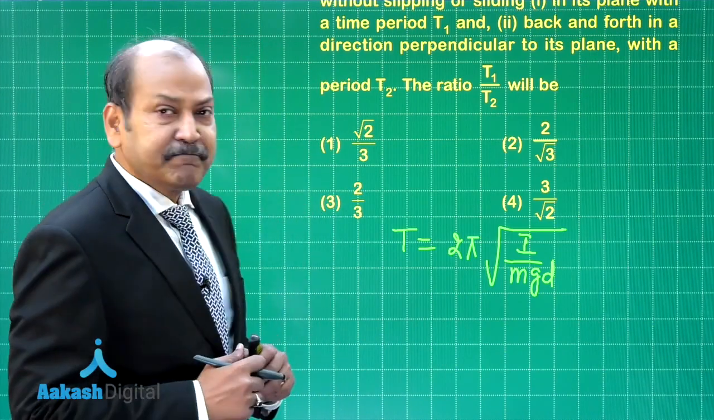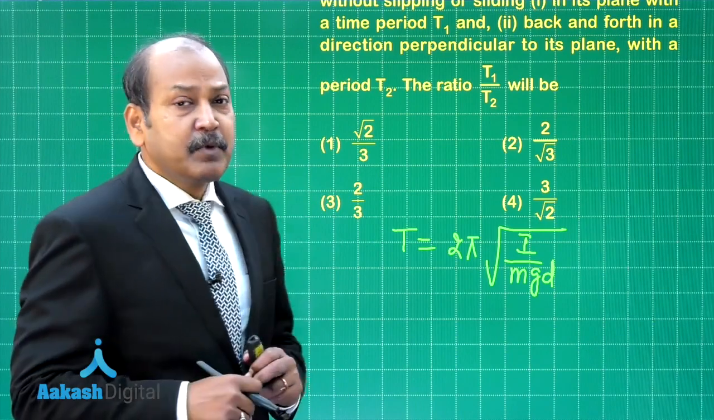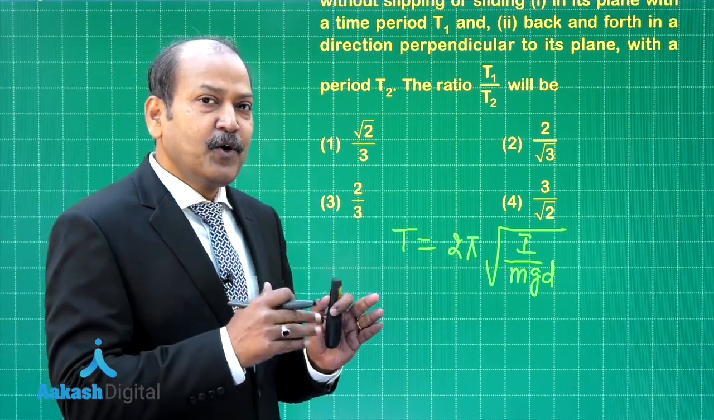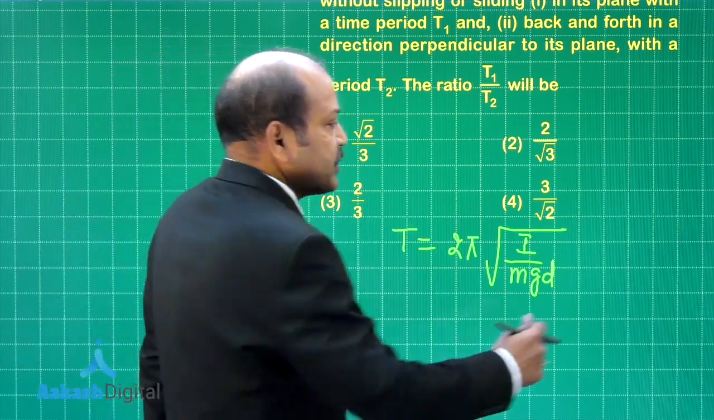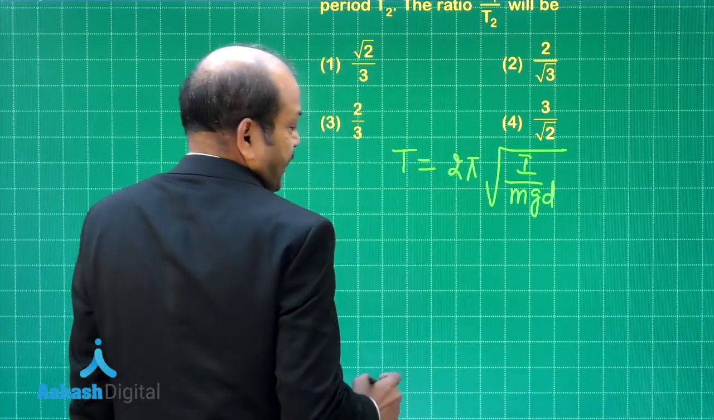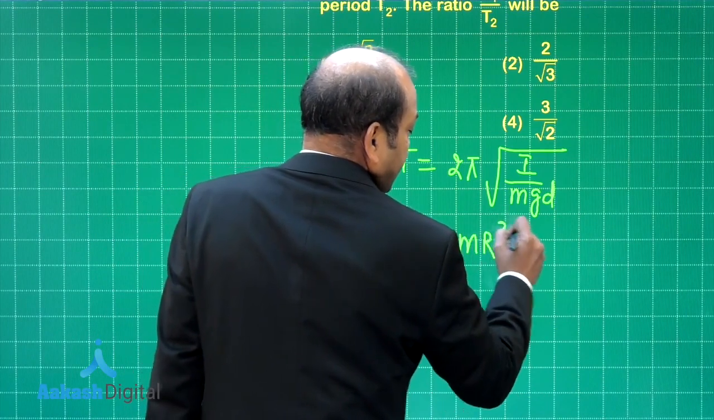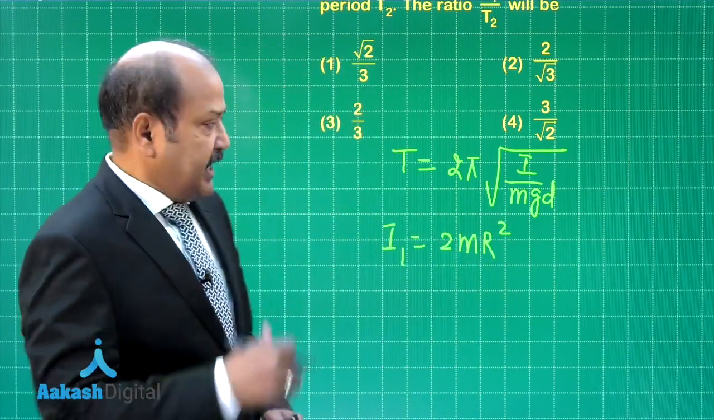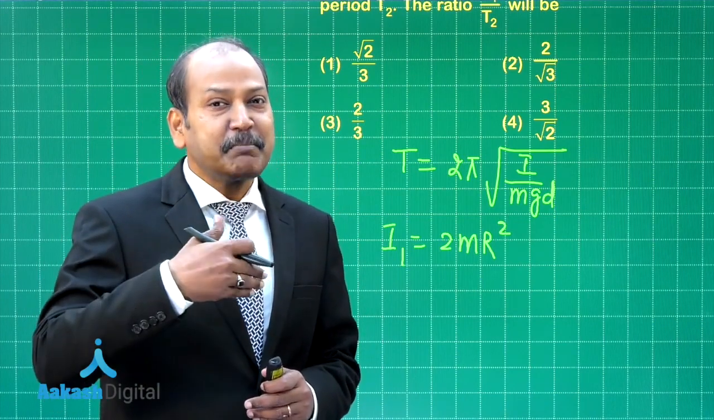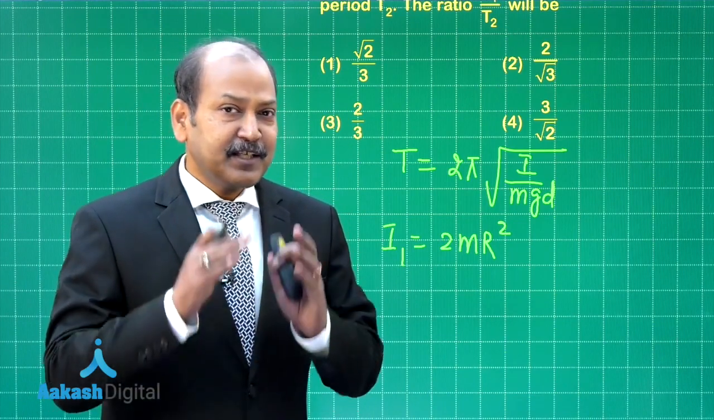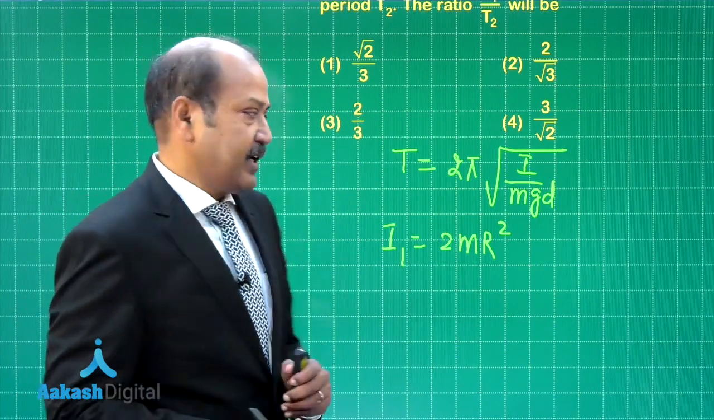So, in the first case, the ring is oscillating in its own plane, and in that case the moment of inertia is given as mr square plus mr square using the parallel axis theorem. So, in the first case the moment of inertia is 2 mr square. So, we have I1 as 2 mr square, of course d remains r. In the second case, when the ring is oscillating perpendicular to its plane, in that case the moment of inertia becomes mr square by 2 plus mr square. Let me show it here.